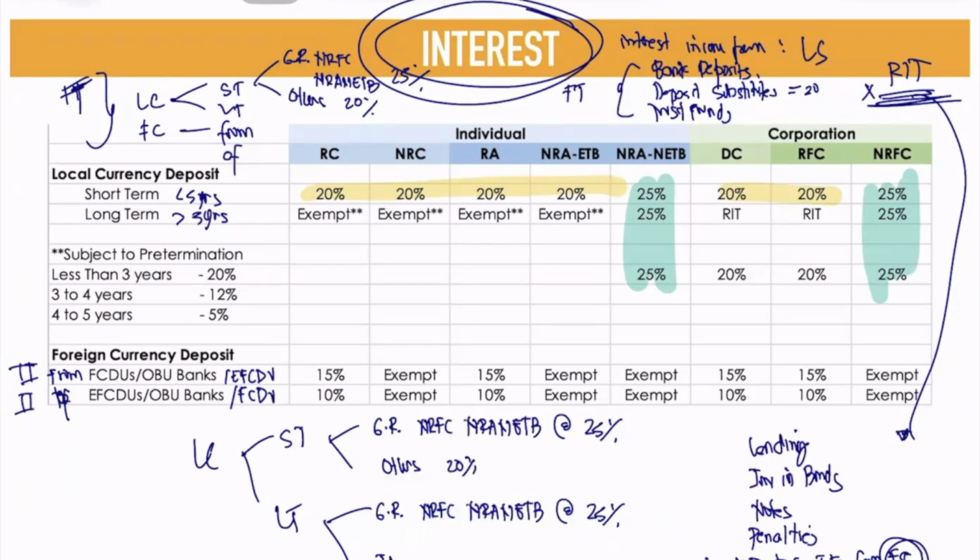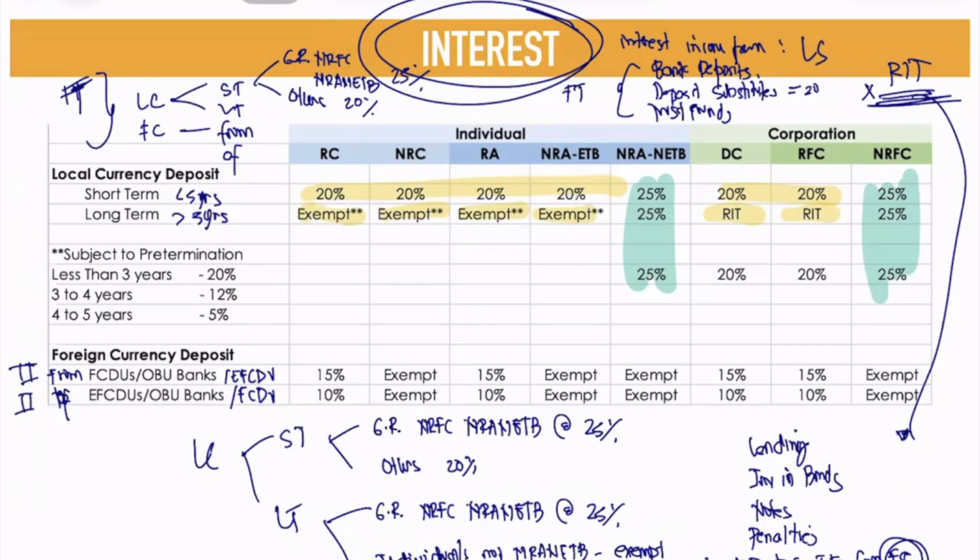For individuals, not NRA and ETB, by the way, it is considered exempt. But for corporation, not NRFC, it is now subject to RIT. So let's look at this. RC, NRC, RA, NRA, ETB, exempt. While for corporation, not NRFC, that is domestic corporation and resident foreign corporation, RIT.